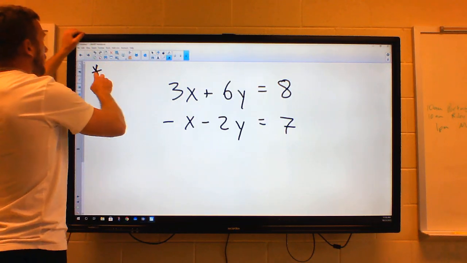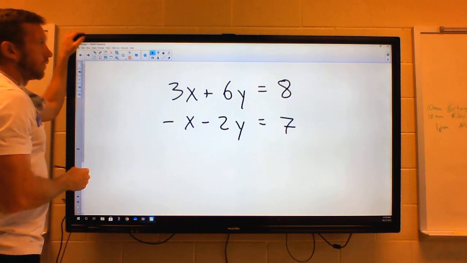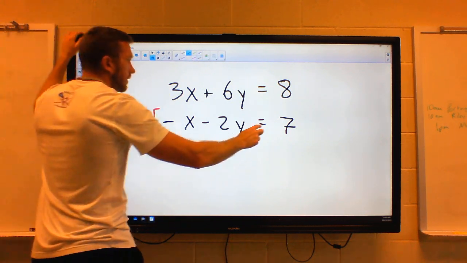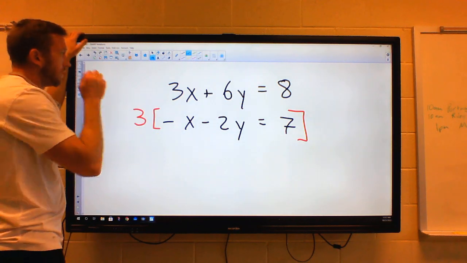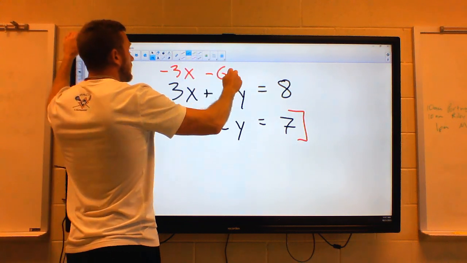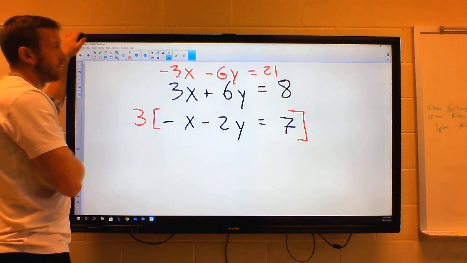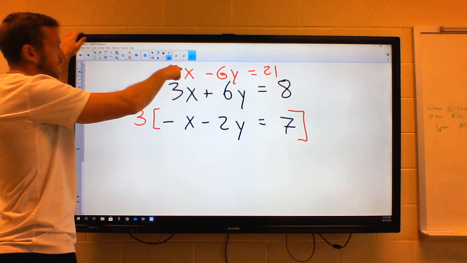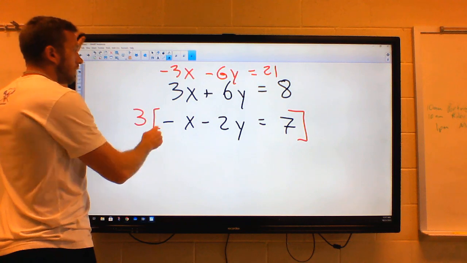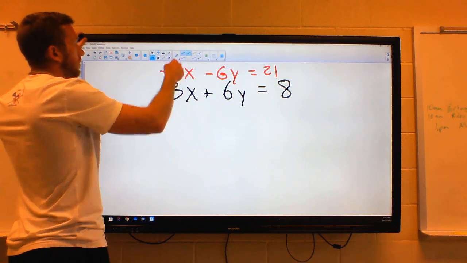Which brings me to one of my last examples. This one is incredibly important for y'all to understand. All right, when you look at this problem, we can multiply the bottom equation by 3. What we will end up with is negative 3x minus 6y equals 21. See what I did there? 3 times negative x is negative 3x, 3 times negative 2 is negative 6y, 3 times 7 is 21. That's the only way that we could have taken the bottom equation and lined up equal and opposite coefficients.